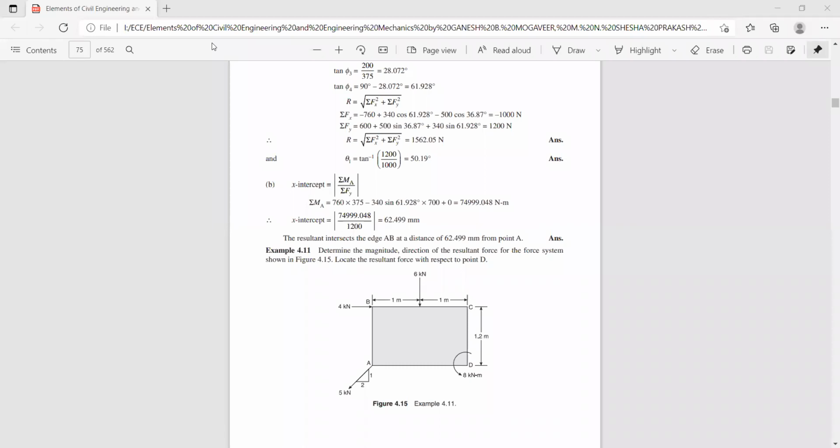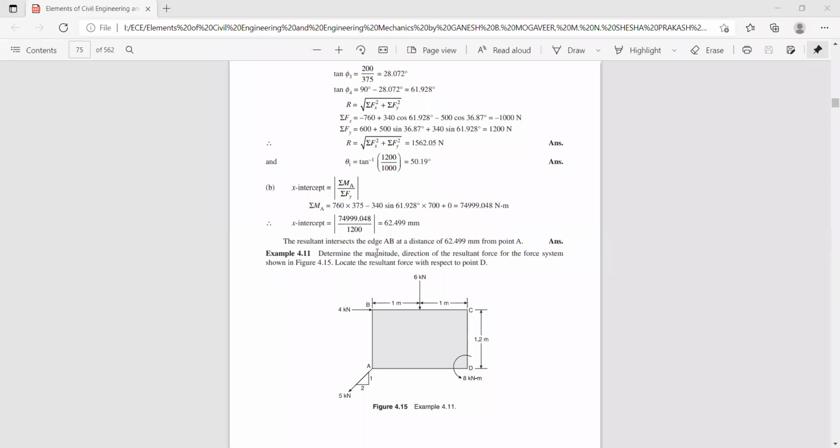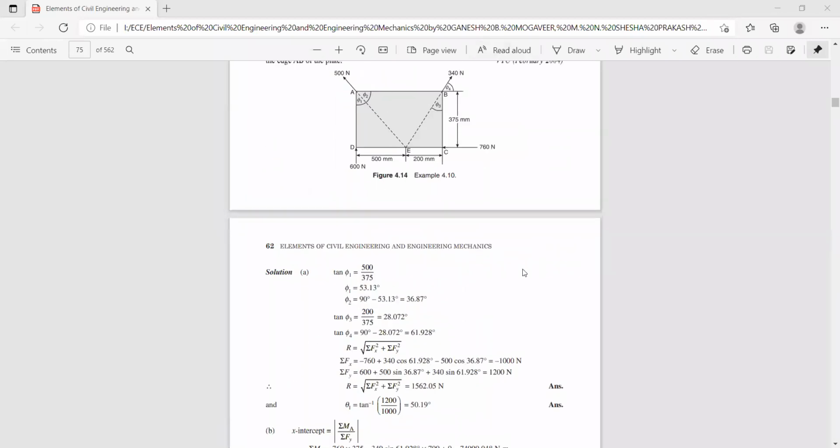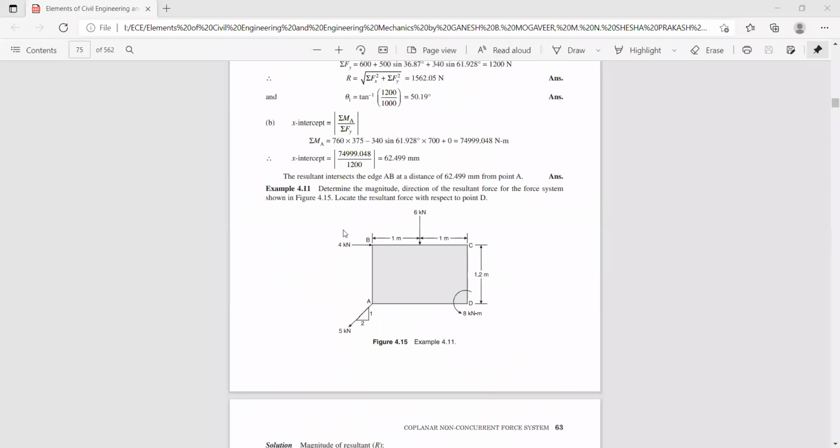Yes, sir. Okay, fine. So, today we shall discuss some more problems on resultant of non-concurrent force system. Last class we discussed this problem, and today we shall discuss some more problems on resultant of non-concurrent forces.